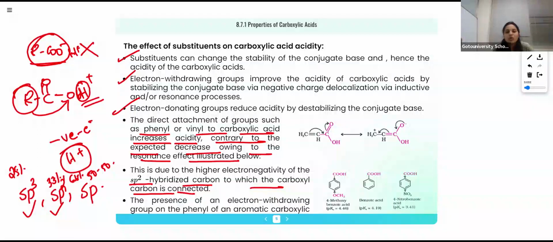What do you mean by this more S character? It means the electrons are closer to the nucleus, so they will attract the electrons. Okay, so the direct attachment of a group such as phenyl or vinyl to a carboxylic acid increases acidity. This one is clear, right? Yes. Next point: this is due to the higher electronegativity of the sp2 hybridized carbon to which the carboxyl group is connected.